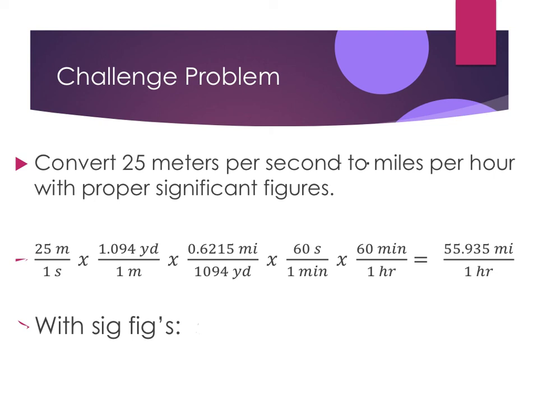55.935 miles per hour, or that many miles in 1 hour. Now let's round that number to have proper significant figures. Remember, the significant figures are based on the given, the 25 meters per second. So what's the answer with correct sig figs? So for 2 significant figures, the answer would become 56 miles per hour.